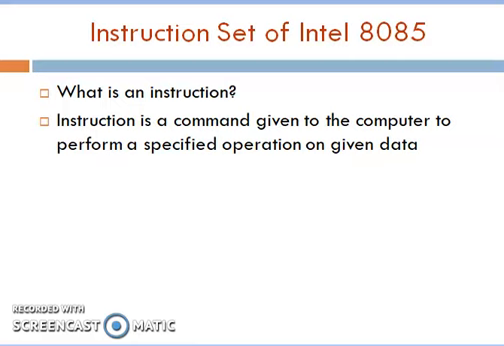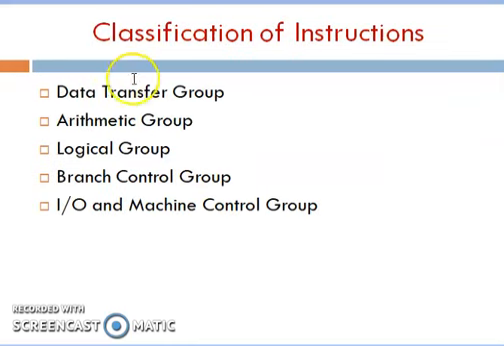For example, ADD B. It is used for adding the contents of register B to accumulator or register A and the result is placed in the accumulator. The 8085 instructions are classified into 5: data transfer group, arithmetic group, logical group, branch control group, and lastly IO and machine control group.